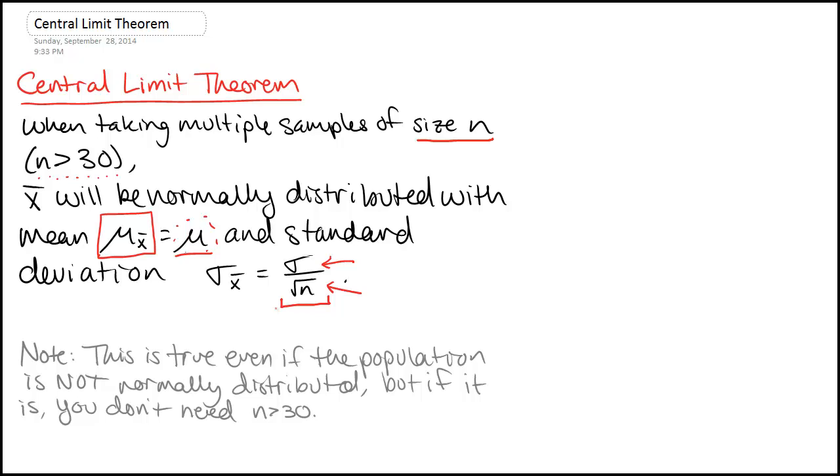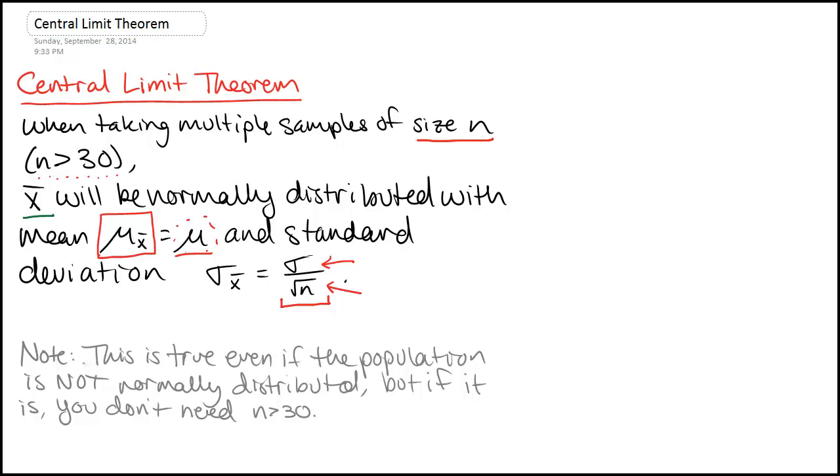So the big key importance here is that this sample mean is going to be normally distributed even if your data is not normally distributed. So for any type of data, this is true. And that's why it's so important: it becomes very valuable when you deal with data that isn't normally distributed.